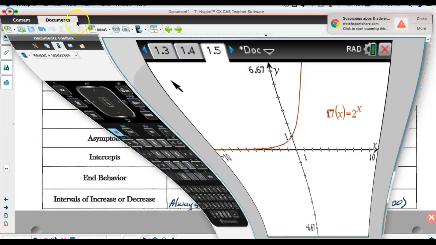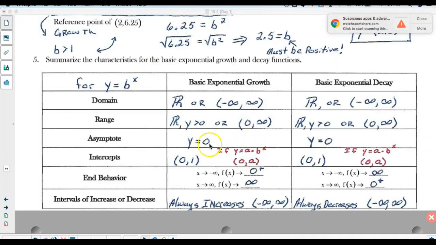How will it approach 0? Well, that'll show down here if it's basic growth. As x approaches negative infinity, so when I'm way to the left, it's approaching 0 from the top. That's why I put the little plus up there. As x approaches infinity, or as x values get really big, the graph grows really big. Intercepts. Well, the parent function doesn't touch the x-axis, so all I have is a y-intercept of 0, 1.